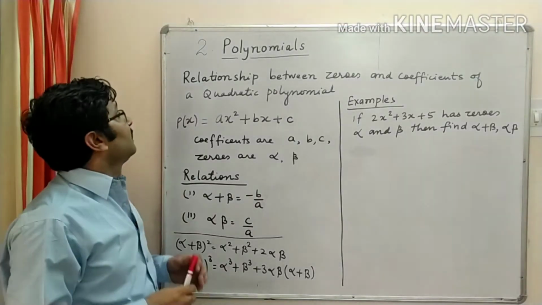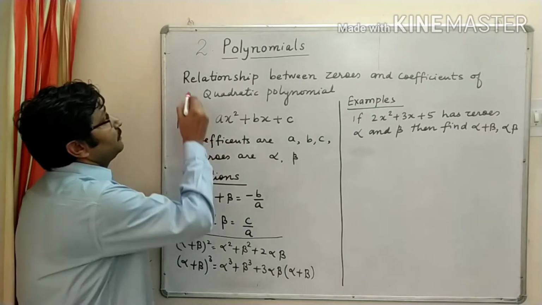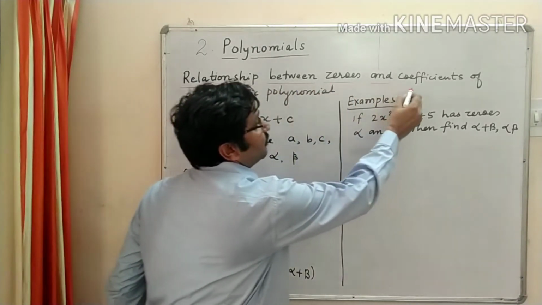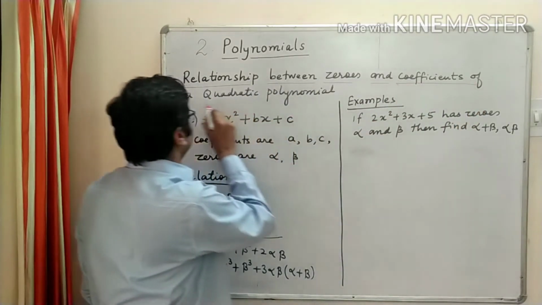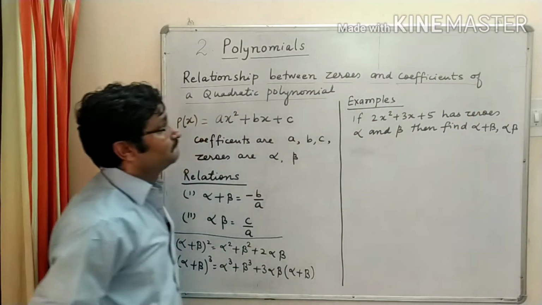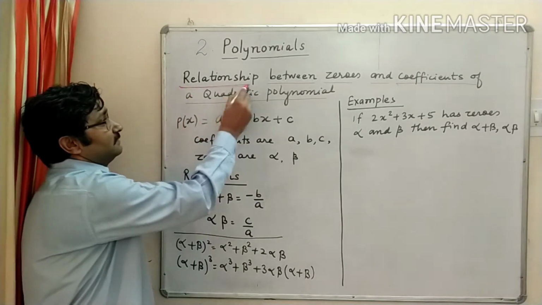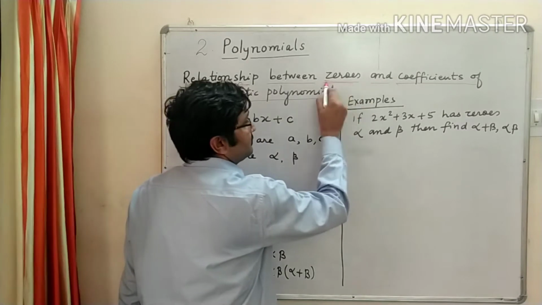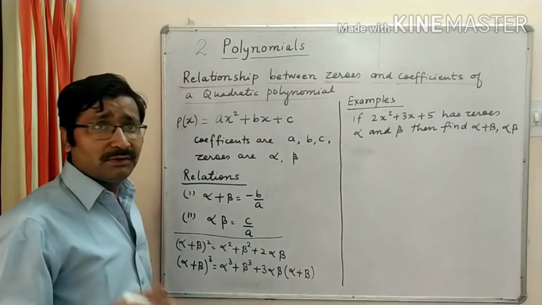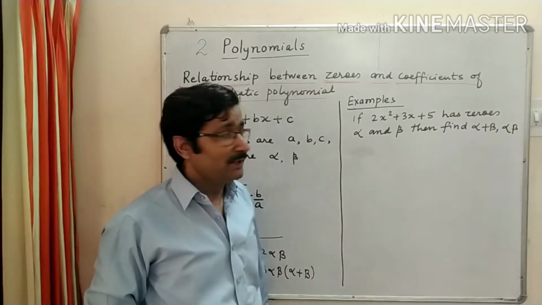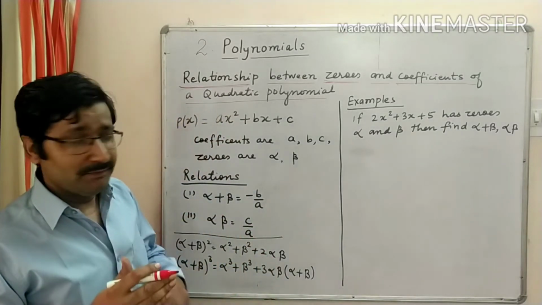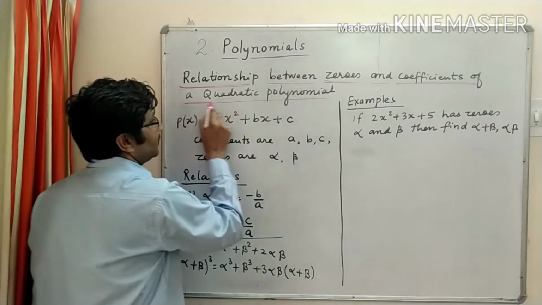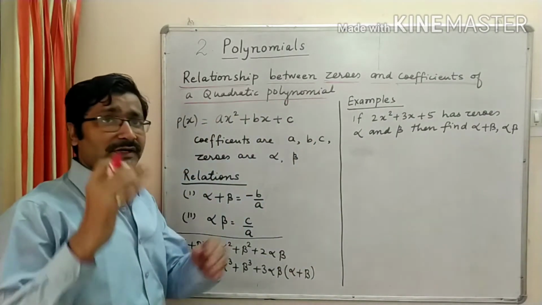Hello students, now look here, we have to do the relationship between zeros and coefficients of a quadratic polynomial. Means we will have a relation between what? Zeros you know already, of a quadratic polynomial, alpha and beta. So one part will be alpha beta, and the second is the coefficients of a quadratic polynomial. There we will have a relation.